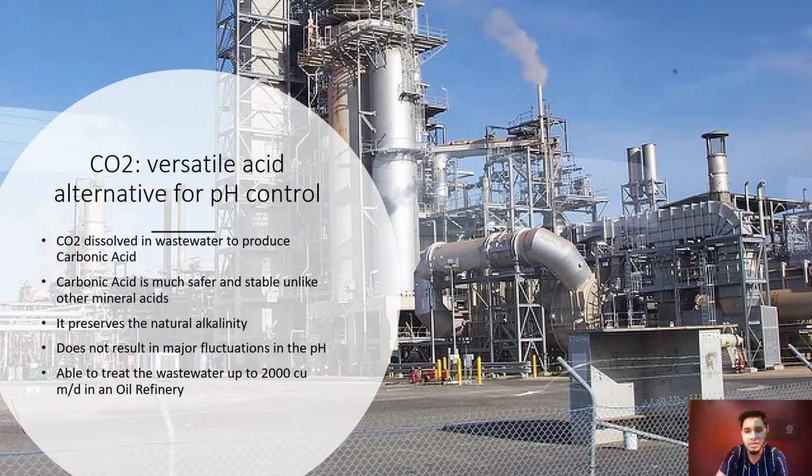The carbonic acid is much safer and stable unlike other acids. It preserves the natural alkalinity and does not result in major fluctuations in the pH. Able to treat the wastewater up to 2,000 cubic meters a day in a normal oil refinery.